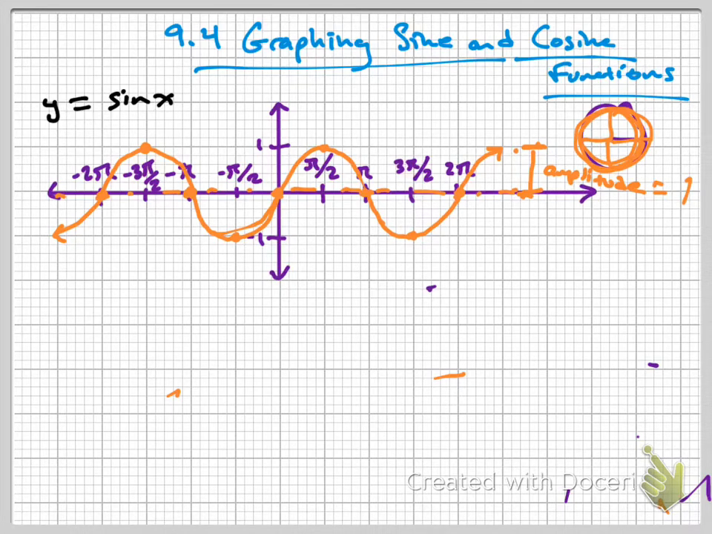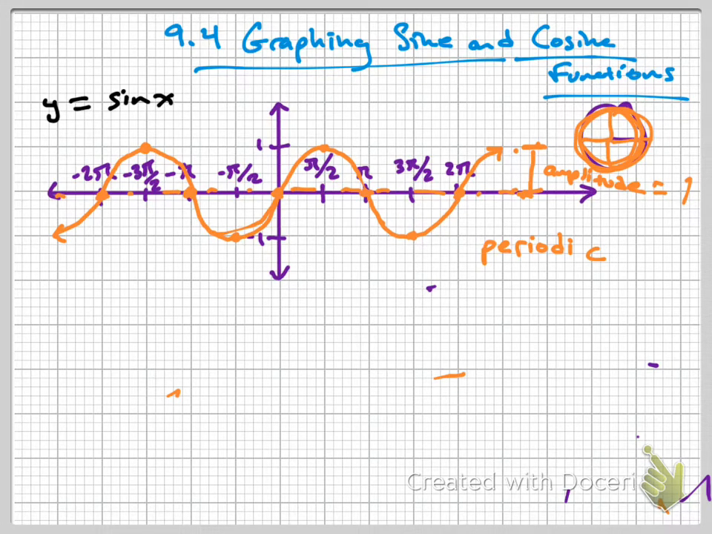Well, we could see then that this is a function. It has another word that we use rather than repeating itself. It's periodic. So that means that the graph has a repeating pattern, simple as that. And the shortest repeating portion of the graph is called a cycle.